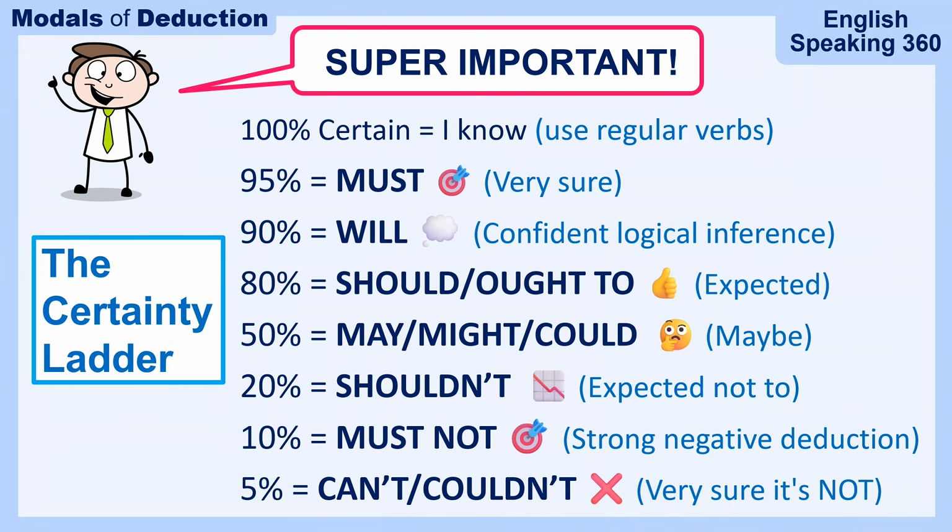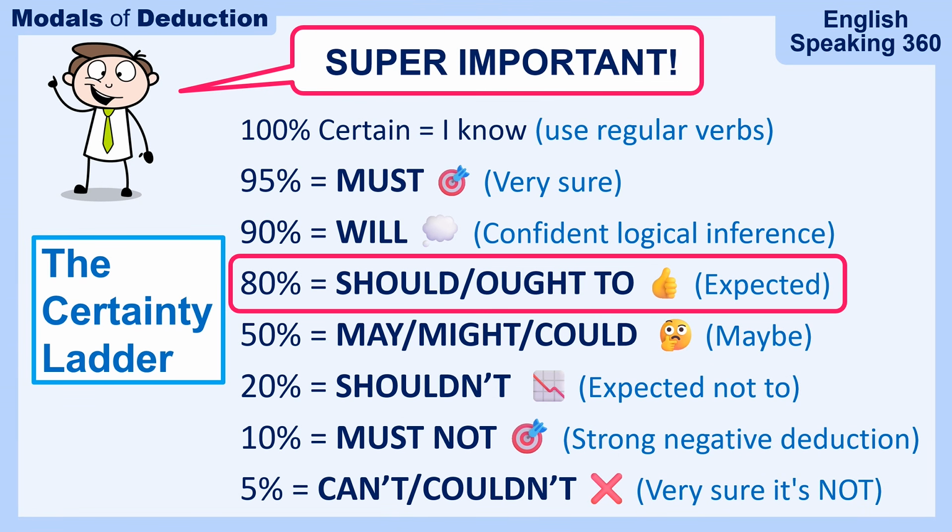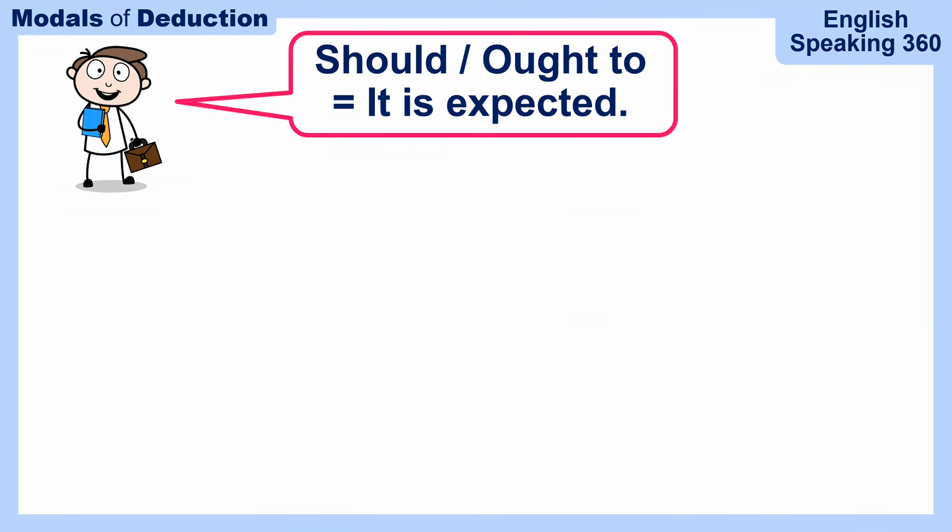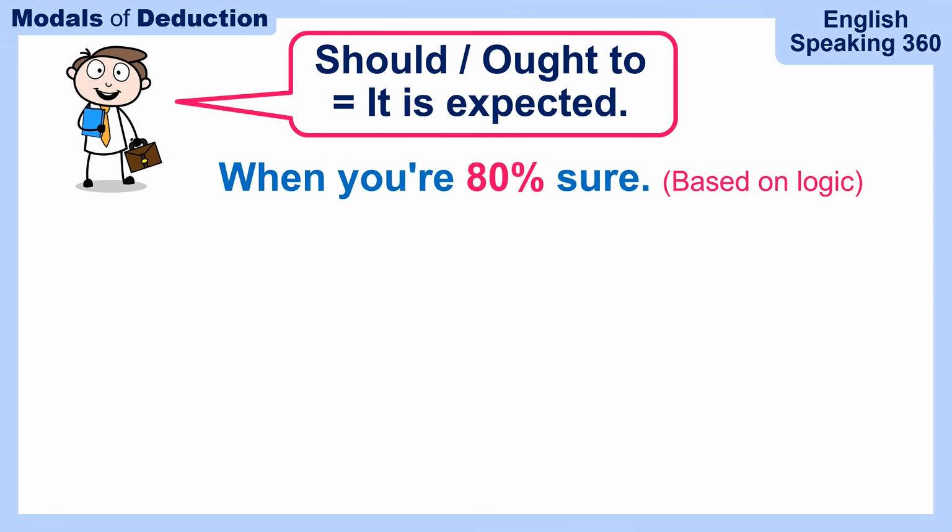Let's get back here. Now let's move down the ladder to 80% should or ought to as expected. This is a little bit challenging here. Should is very common. It means it is expected. Ought to is not used very often. So it's good for you to know it, but you don't need to use it. You can use should, that's fine. There's no problem with it. But if you hear ought to or oughta, then you know that it means should. We use these two when we are 80% sure, but based on logic. You remember, will was based on a pattern, should and ought to based on logic.